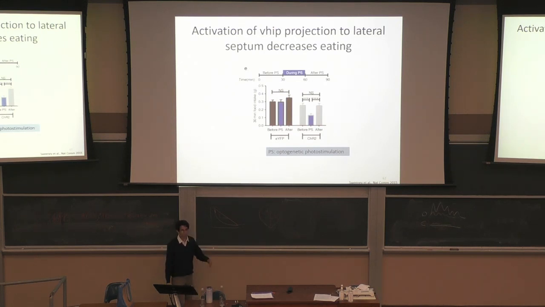And it was also looked at which projections from the ventral hippocampus could be important for controlling feeding. So the ventral hippocampus projects very strongly to the lateral septum. Then they see that optogenetic stimulation of this projection from ventral hippocampus to lateral septum decreases feeding. So that could be a projection through which this ventral hippocampus is acting to change feeding.